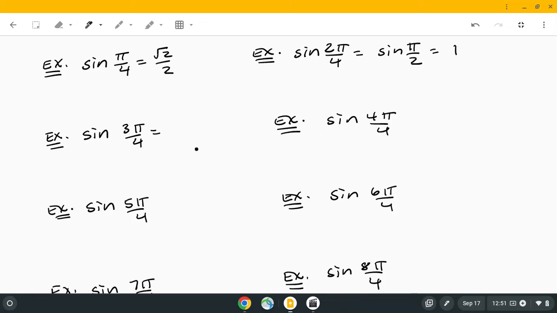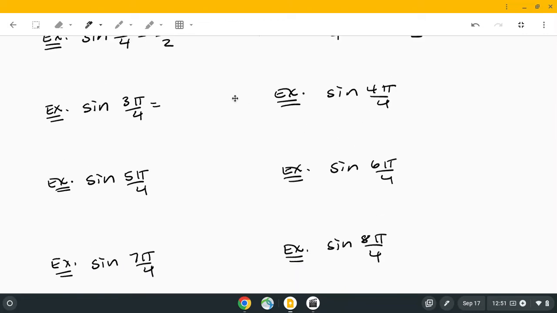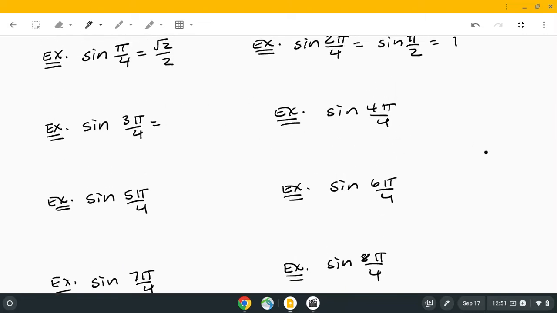So for all of these, let's find the ones that reduce. This one doesn't reduce. This one does. That one reduces to pi. This one does not. This one reduces to, I don't know.